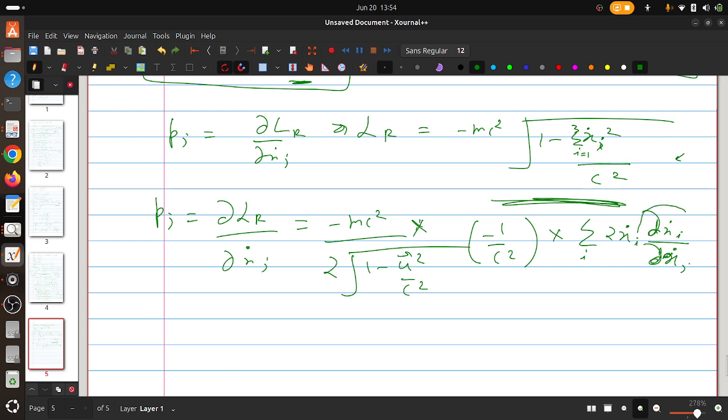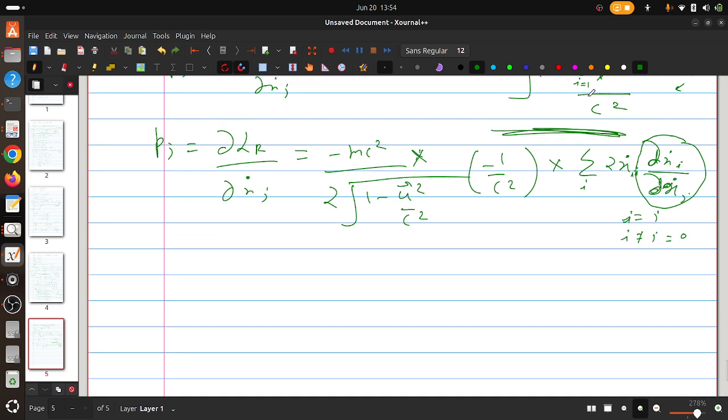So this term survives only when i is equal to j. Only then does this term survive. For i not equal to j, this is 0. So this is simply your Kronecker delta. So you can write P_j is equal to... we can now simplify: this 2 and 2 cancel, this c² cancels, and this minus and minus will go to plus. It will be simply m upon the square root of 1 minus u²/c². And let us see what we get here.